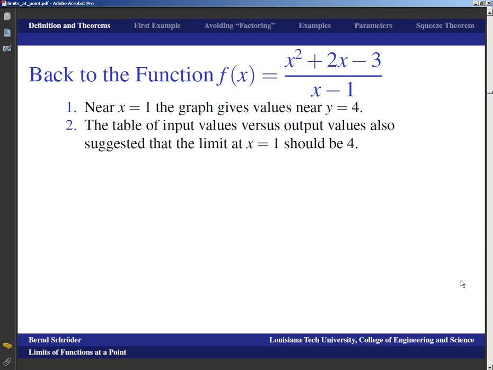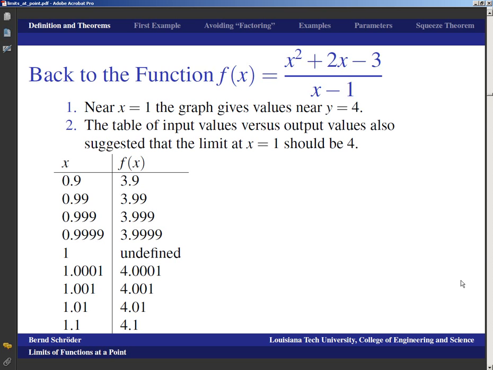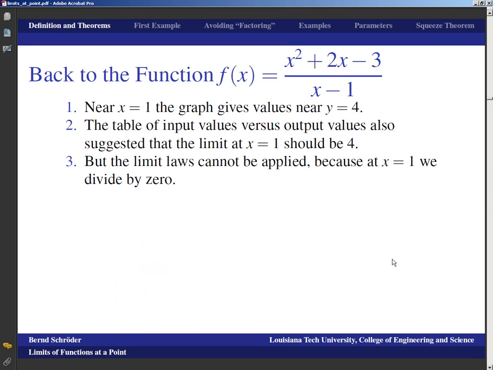The table of input values versus output values also suggested that the limit should be 4, right? It suggests that there ought to be a 4 in this column. But the limit laws cannot be applied because at x equals 1 we divide by 0. So we have to get rid of the division by 0, and of course that was always the idea behind limits.